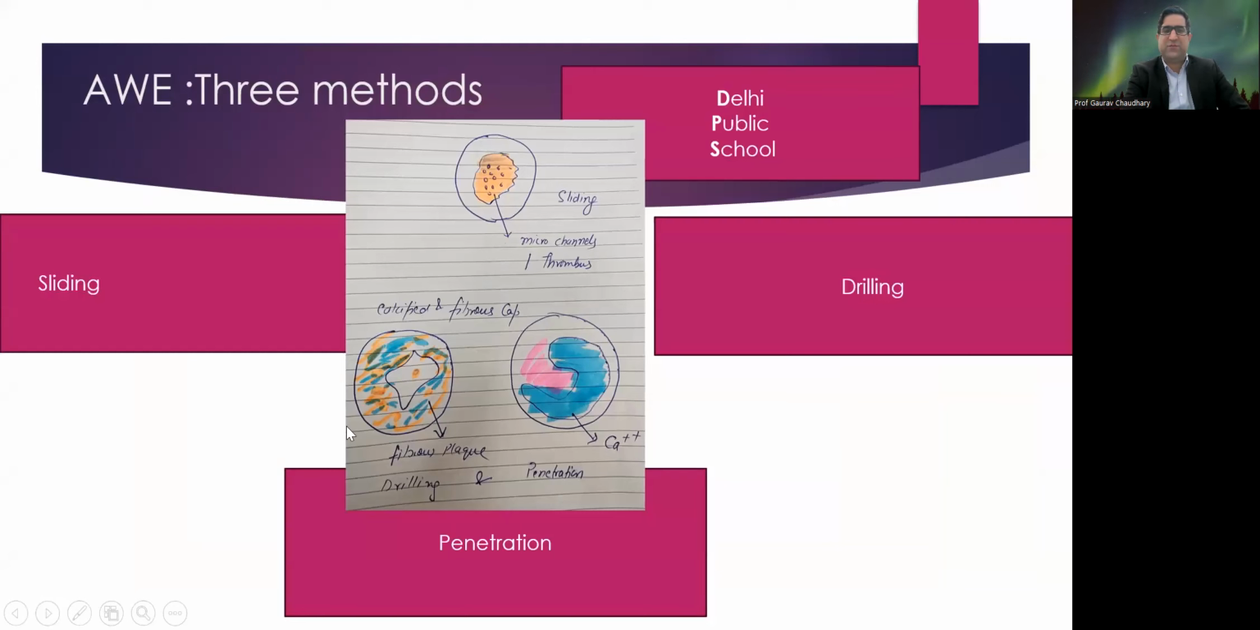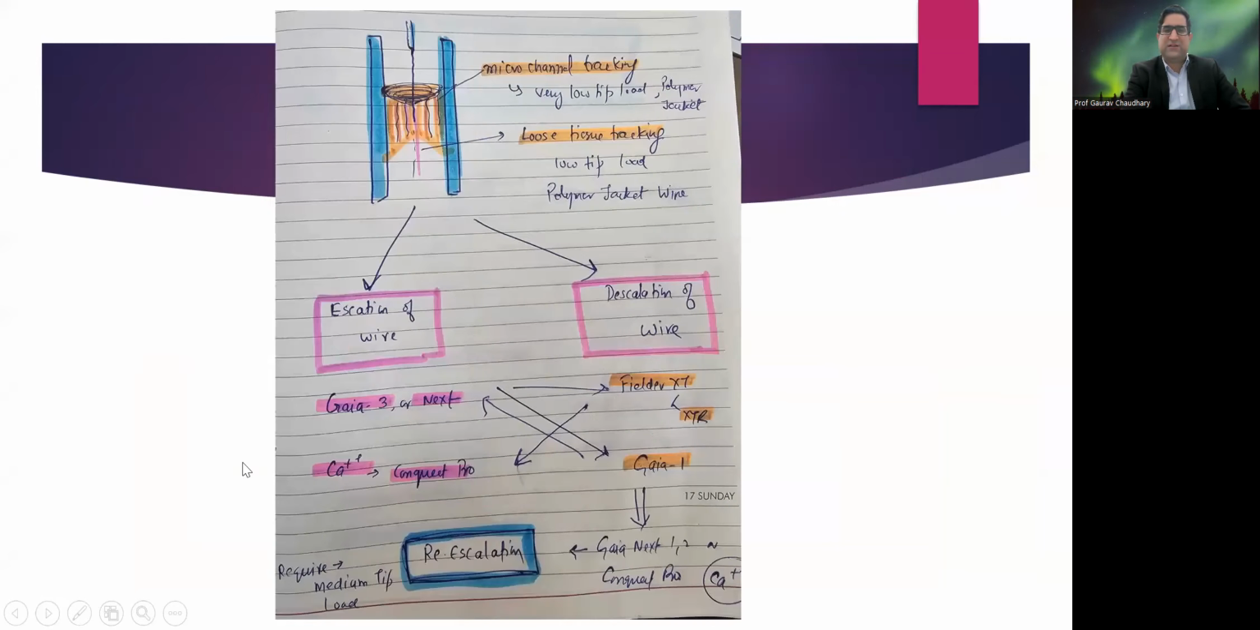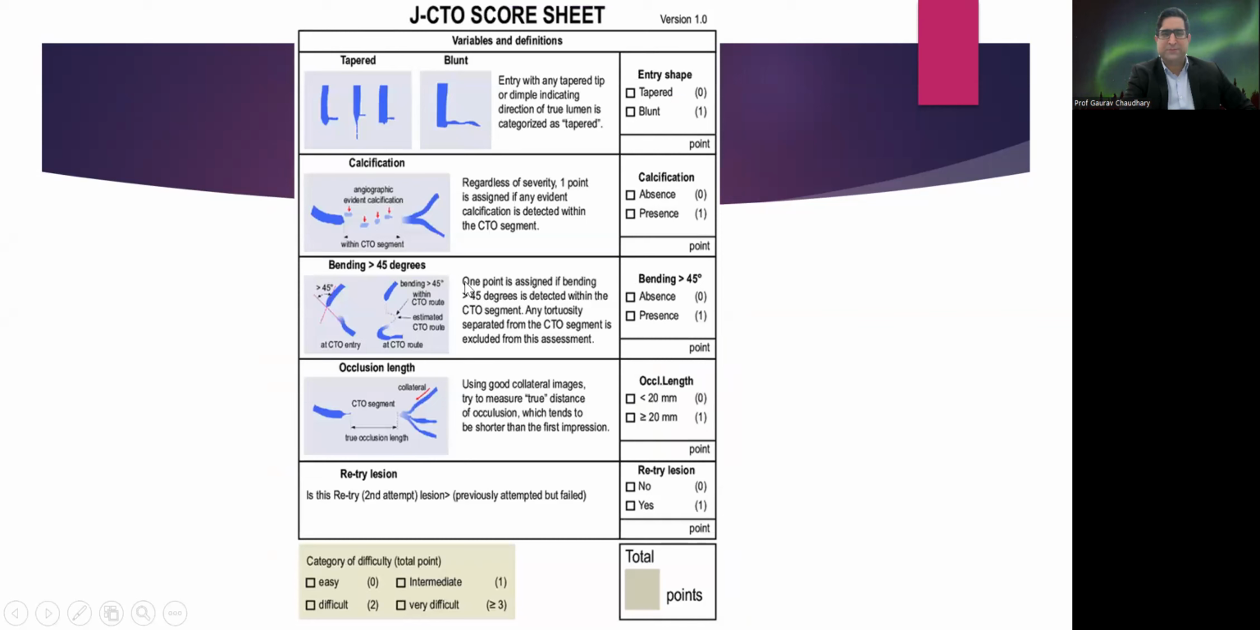And depending upon the CTO body, we can escalate or de-escalate the wire. If the CTO body is hard, then we can go with the escalation of the wire with a high tip load of 2, 3. And if it has calcium and we need a penetration, then of course the Conquest Pro wires can be escalated. And once we are through the distal cap into the true lumen, we can de-escalate the wire to complete the procedure. The most important thing that needs discussion is the J-CTO score.